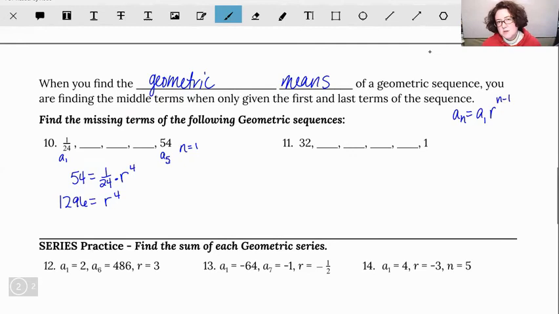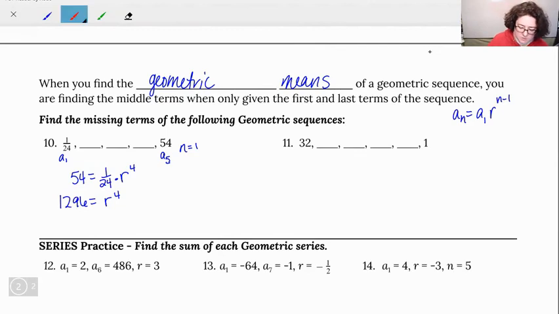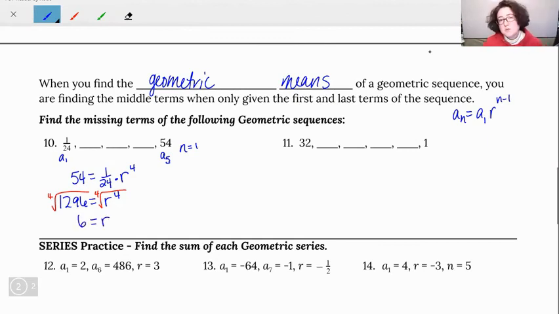And then how can we undo that 4th exponent? Well, we're just going to take the 4th root of both sides of the equation. If you're on your graphing calculator, hit math, and then I think it's option 5, but you do need to type the kind of root in first. If you do that on the Desmos calculator, it'll just leave a space for you to type in the type of root that you want. When you find your 4th root, you should find that r equals 6. So that's what you're multiplying each step by. So just multiply your first term times 6.